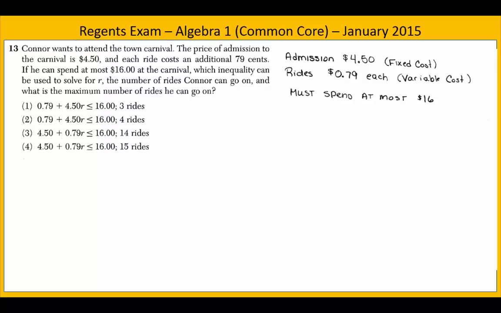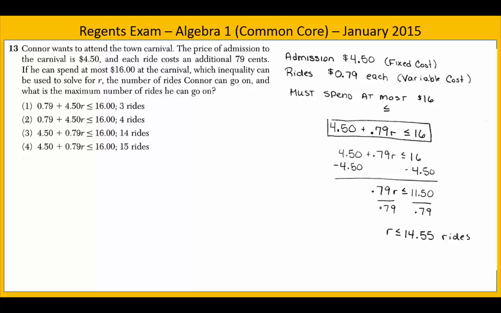So let's organize the information that we have. Admission is $4.50. That's the fixed cost. The rides cost 79 cents each. That's the variable cost. The variable r will be attached to this amount. He must spend at most $16. At most indicates less than or equal to. We write the inequality 4.50 plus 0.79r is less than or equal to 16. That's the inequality that we can use to solve for r.